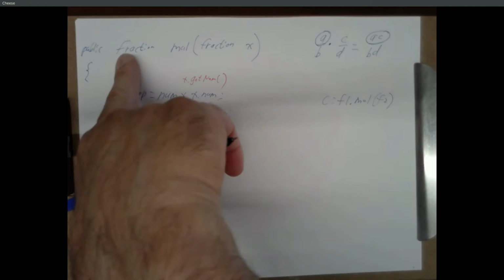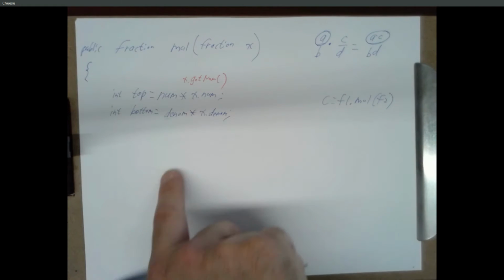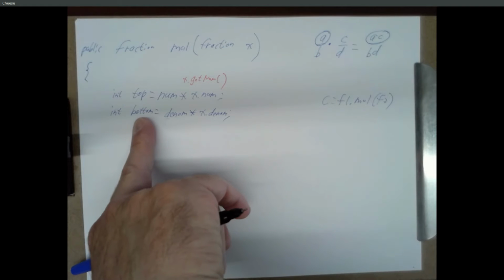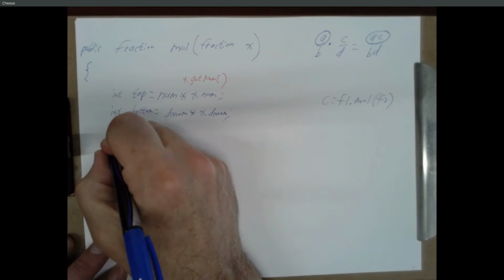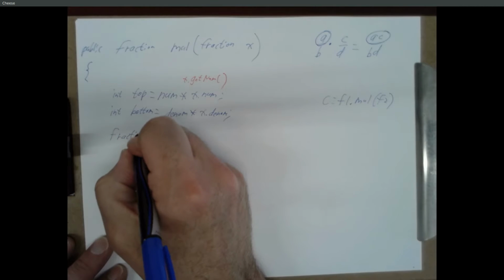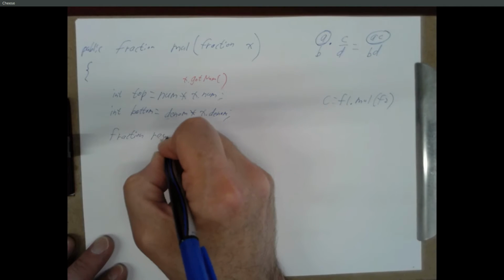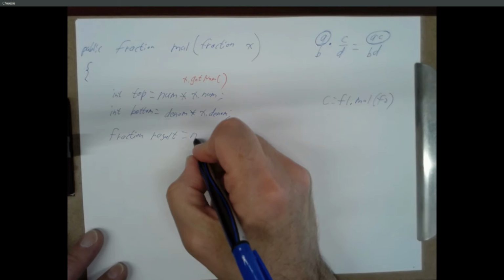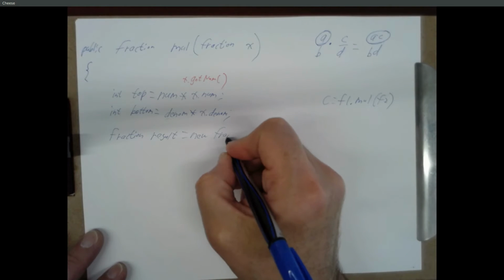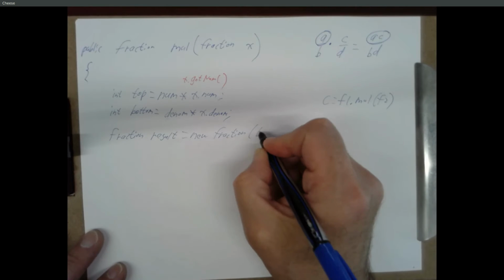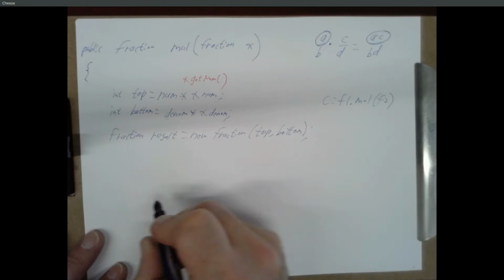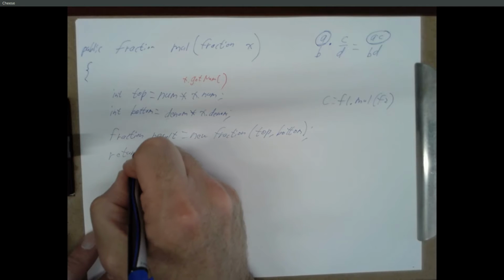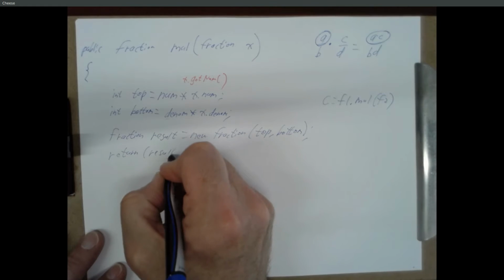So we need to return a fraction, so we want to create a fraction whose numerator is this and whose denominator is that. So how do we create a fraction? We use our constructor. So I'll make a fraction result equal to new fraction, top comma bottom. And I'll just return result.